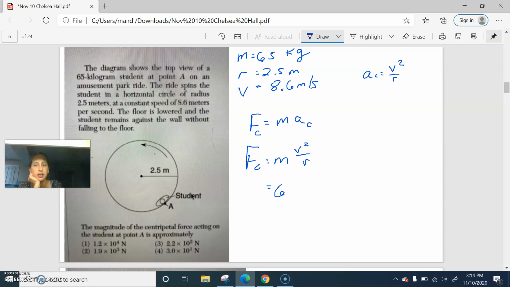The mass is 65. v is 8.6. Don't forget to square it. And the radius is 2.5. Let's do this.